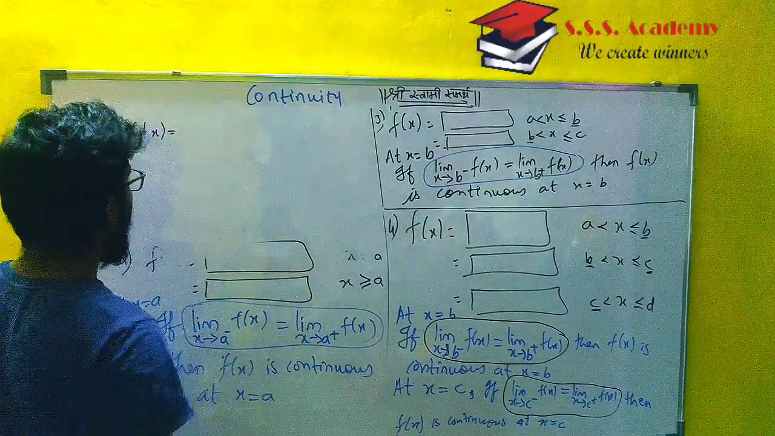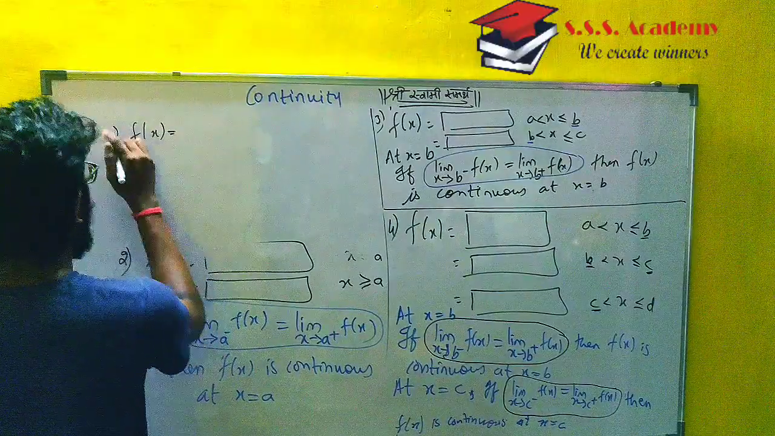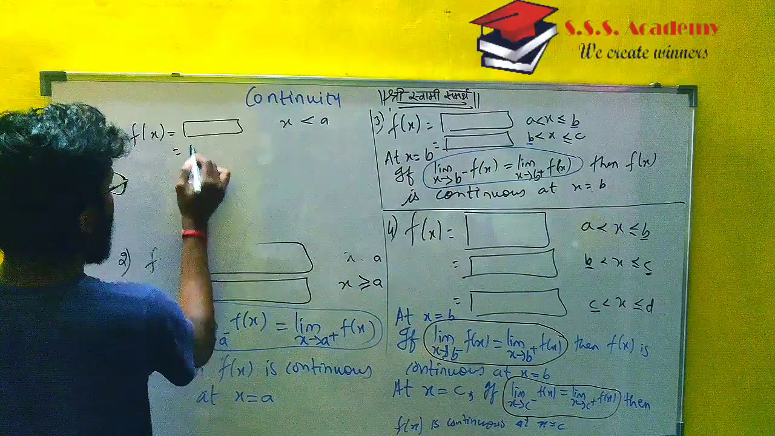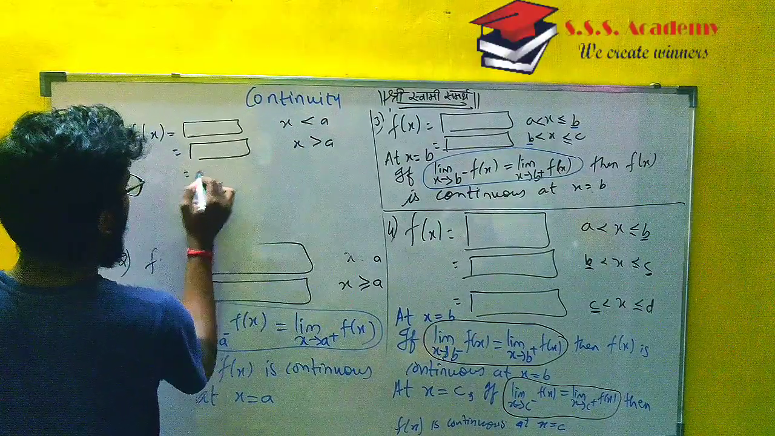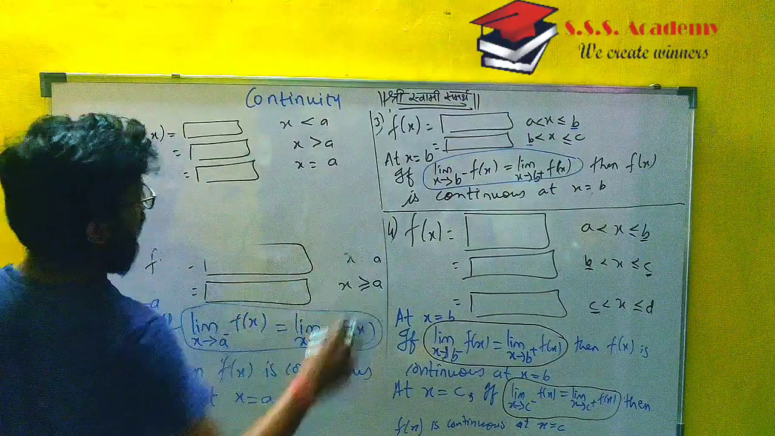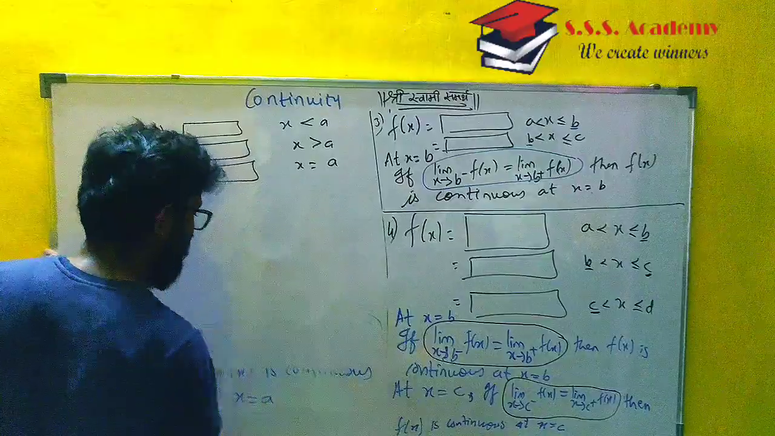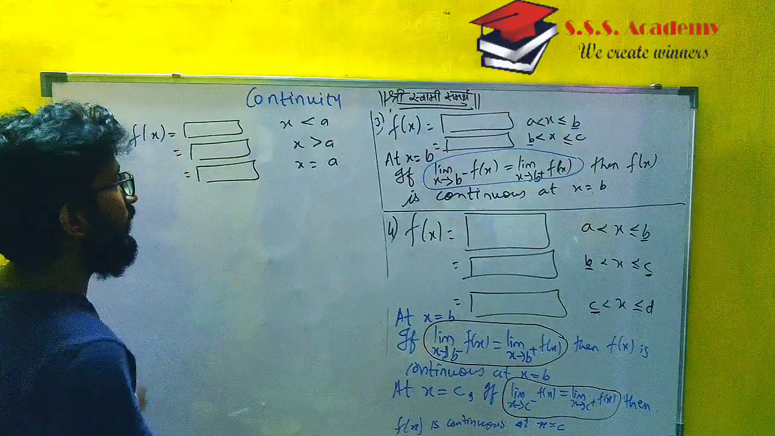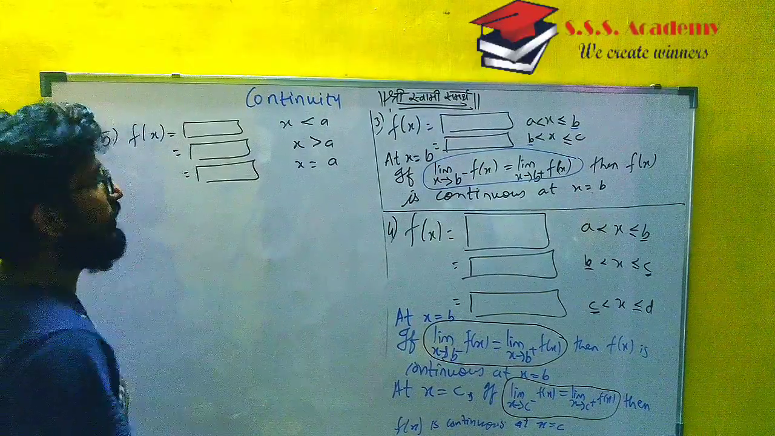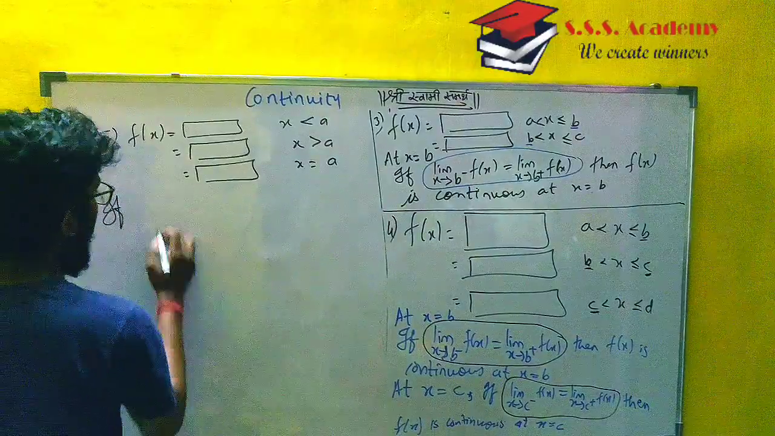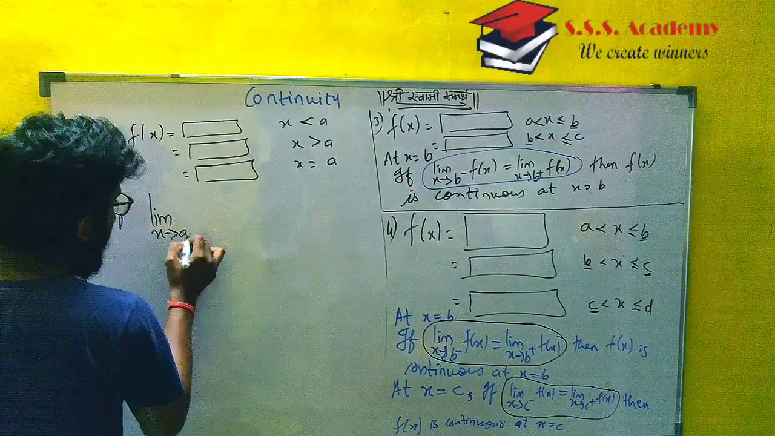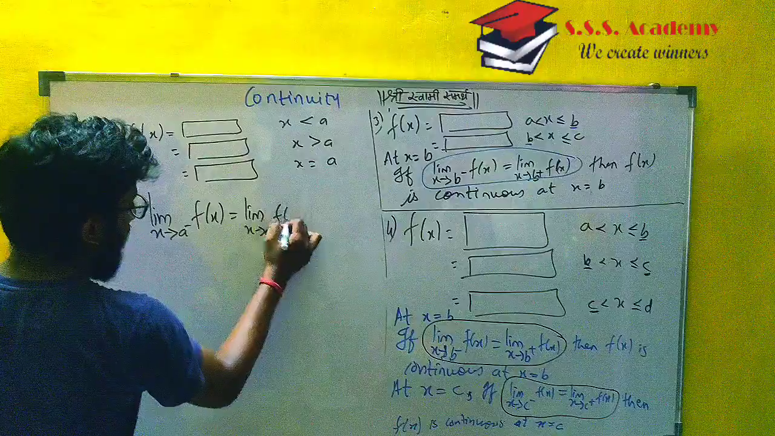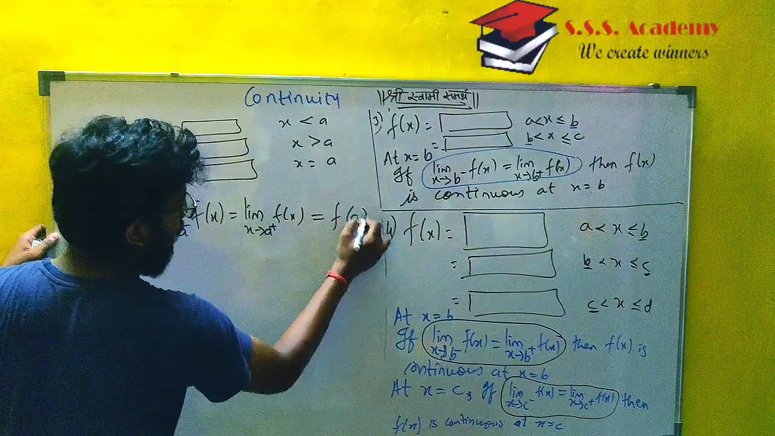How can the question be in that form? That is the fifth form: x less than a, x greater than a, and x equals a. If the question is given in this form, then how will we check whether the function is continuous or not? Let's see the criteria. If limit x tends to a minus f of x equals limit x tends to a plus f of x, which equals f of a.